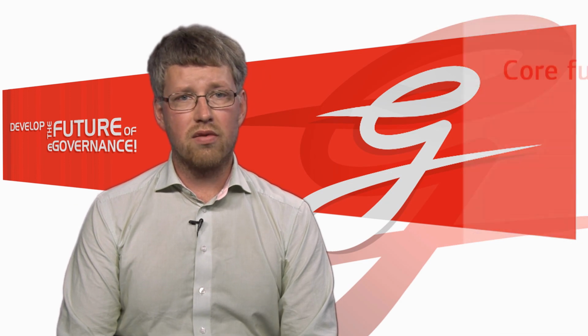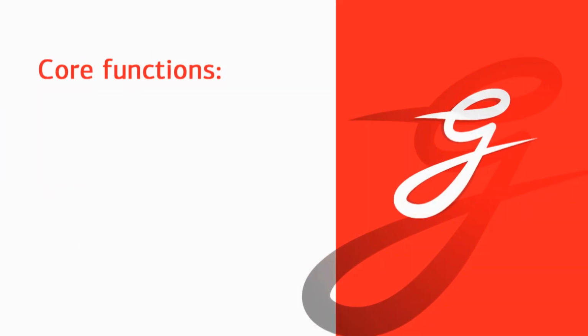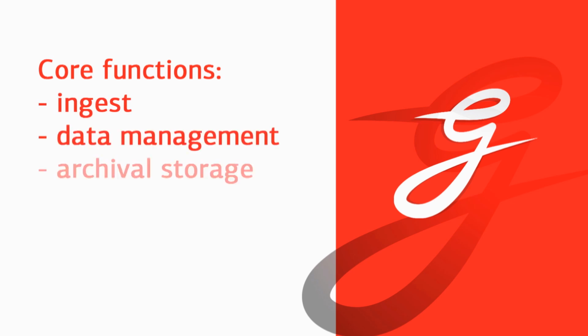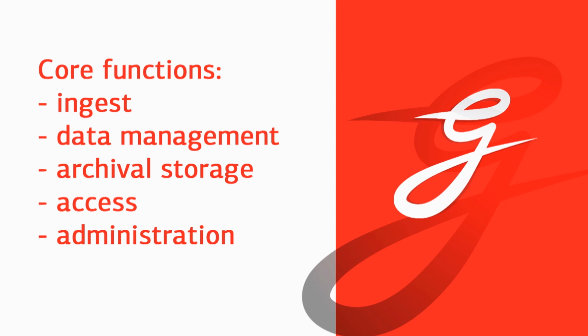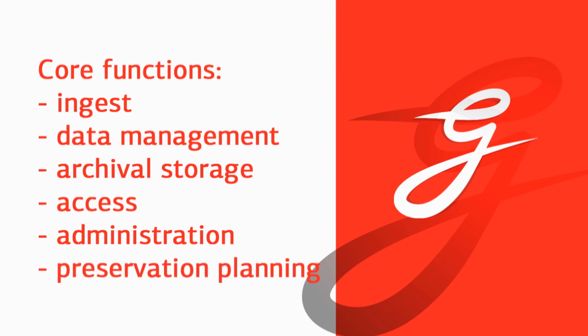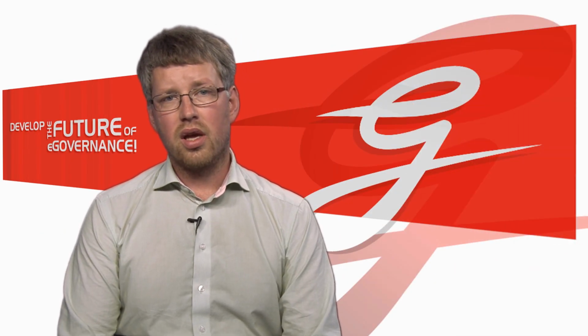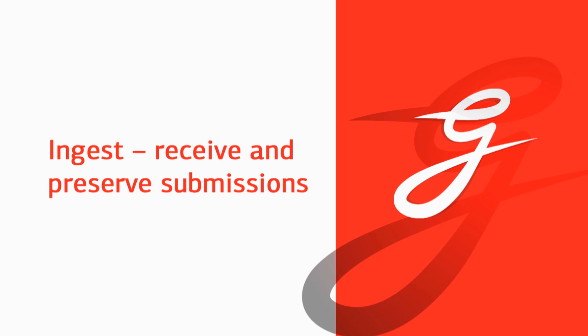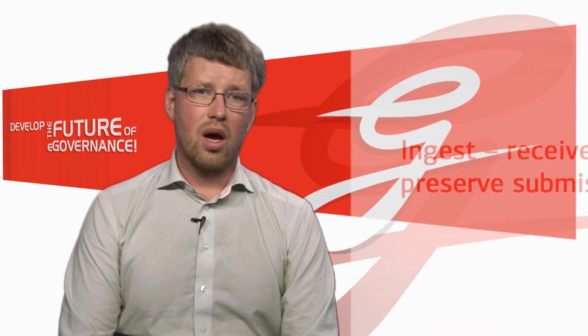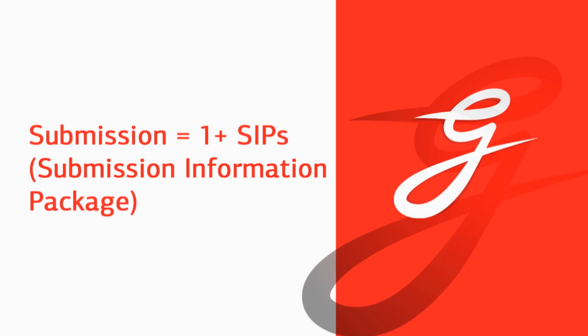According to OAIS, there are 6 core functions of a digital archive: ingest, data management, archival storage, access, administration, and preservation planning. The role of the ingest function is to receive submissions, ensure that the submissions can be effectively preserved, and ultimately placed into long-term storage. According to OAIS terminology, the submissions consist of one or many SIPs, submission information packages, which include all necessary data and metadata to understand the content of the submission.